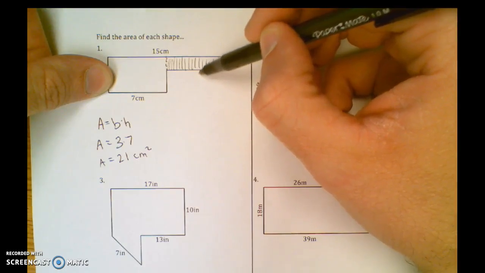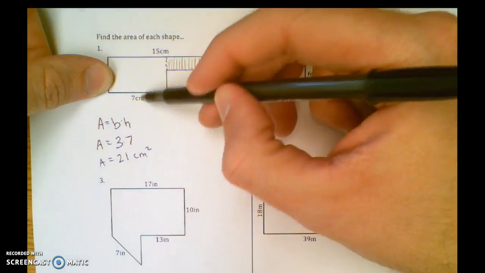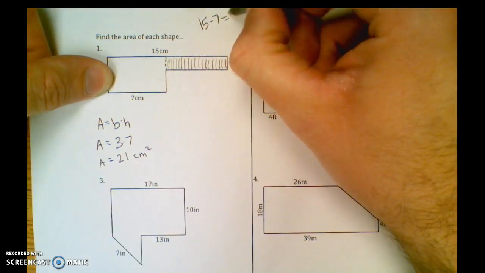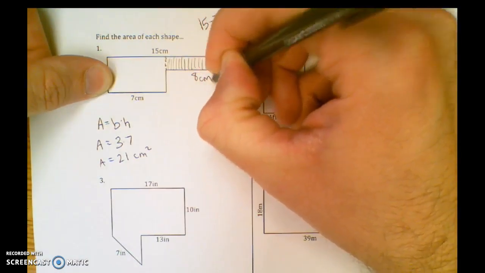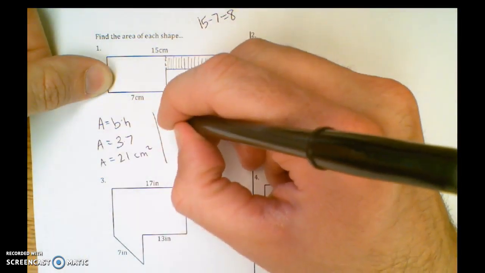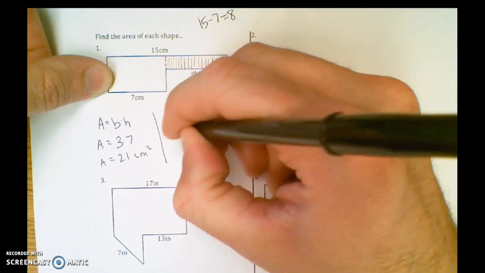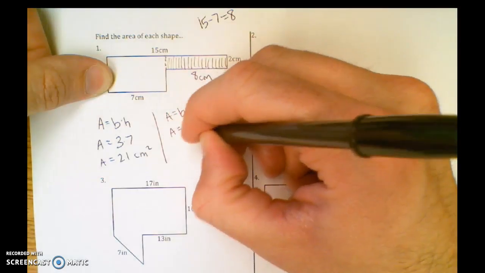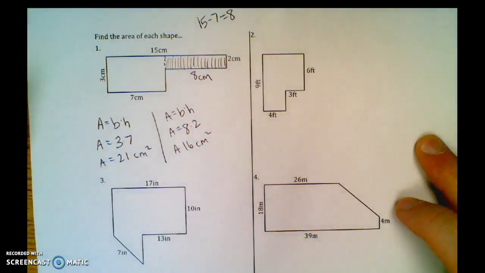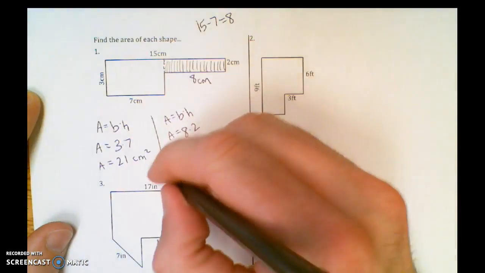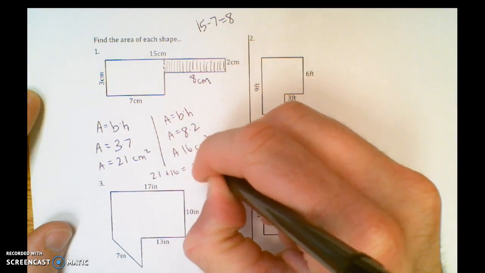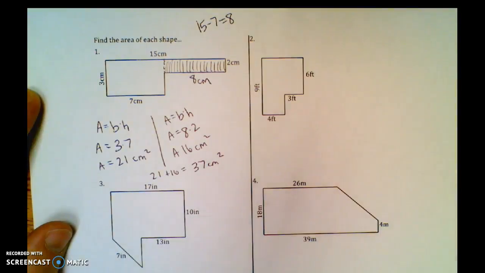So to find this piece right here, all I have to do is take 15 minus 7. And 15 minus 7 is 8, so this is 8 centimeters. So the other area of the shaded region that I kind of colored over is the same formula, base times height again, because it's a rectangle. And then 8 times 2 is 16, and then centimeters squared. So the area of the entire thing, you have to add those two numbers together. 21 plus 16 gives me 37 centimeters squared.